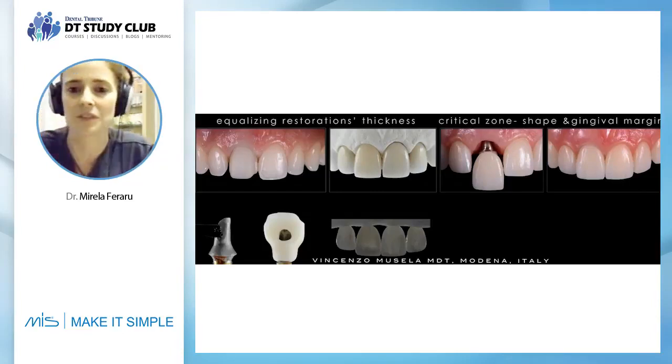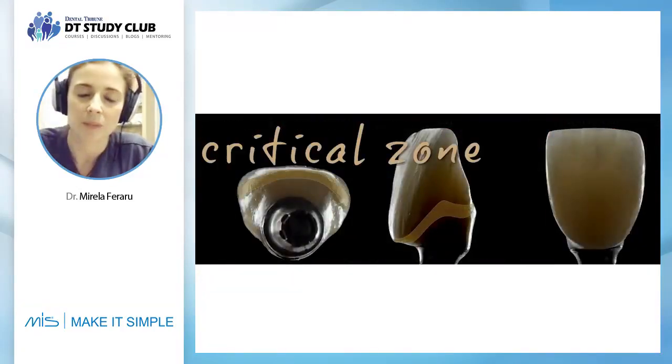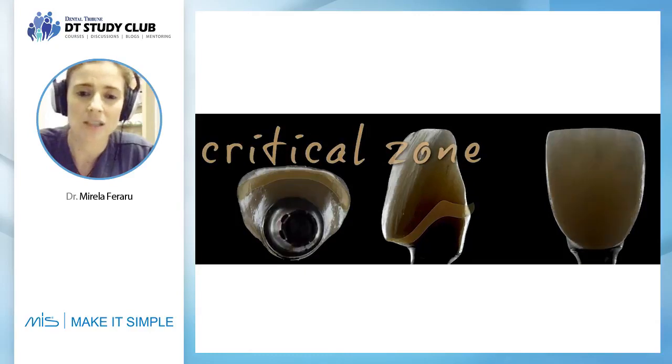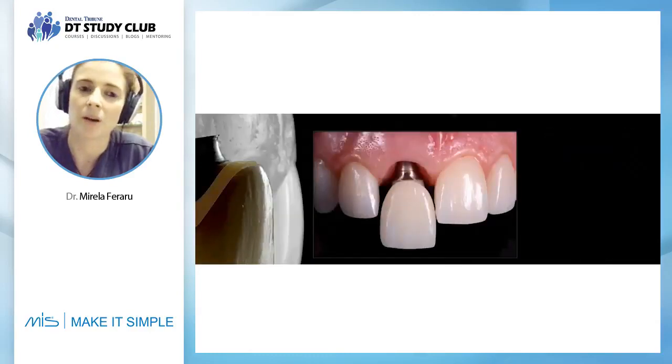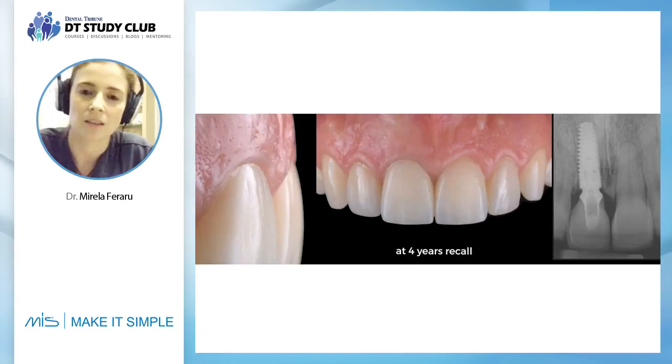And this is the time of insertion. We have a critical zone that will give the position of the gingival margin, and it will also be influencing, as we understood, the shape of the final restoration. So at the end, what we have is a one-piece crown, and this is the 1 millimeter part that I was mentioning about the critical zone. And when we insert, you can see immediately that it determines actually the reorganization, let's say, of the tissues in this area.